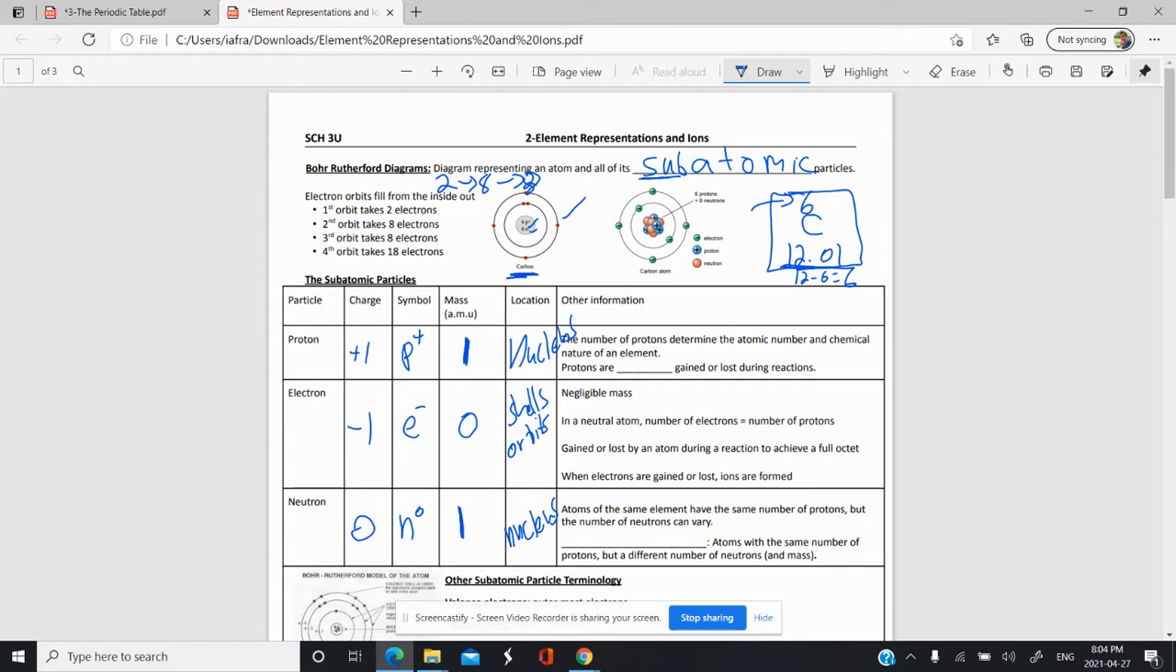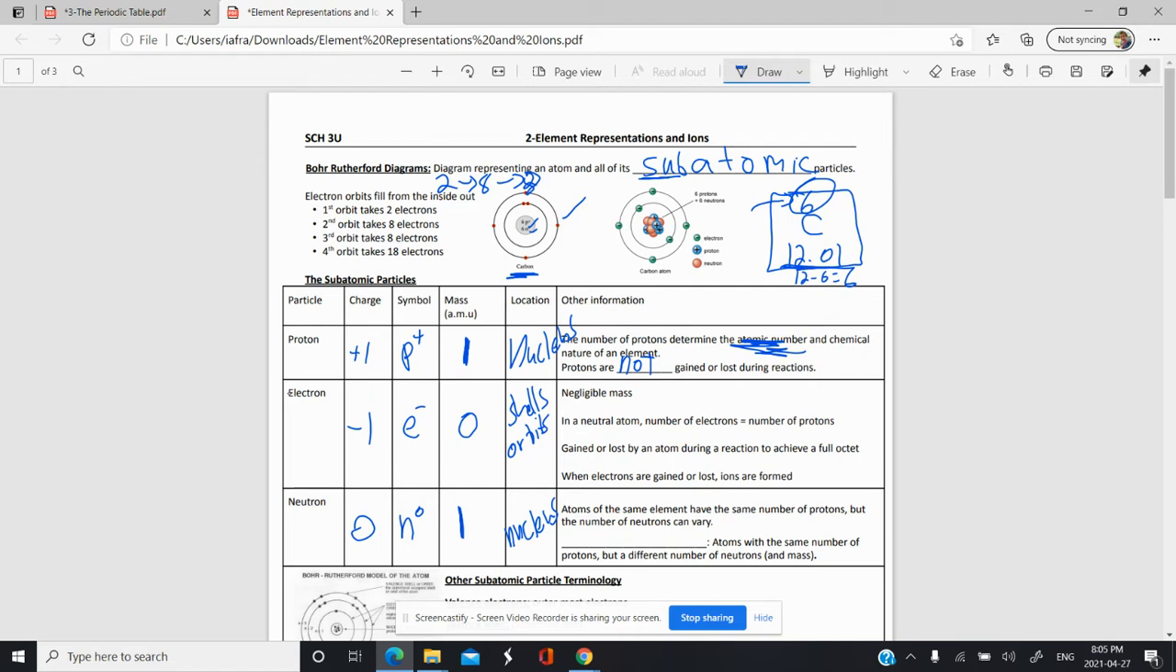Another very important part to understand is that the number of protons determines the identity of the element that you're dealing with. It's the number of protons that determines your atomic number, and in general, what element you're talking about. An element that has 6 protons has to be carbon, no matter what, because protons will never change when it comes to a specific element. Protons are not gained and they're not lost during a chemical reaction.